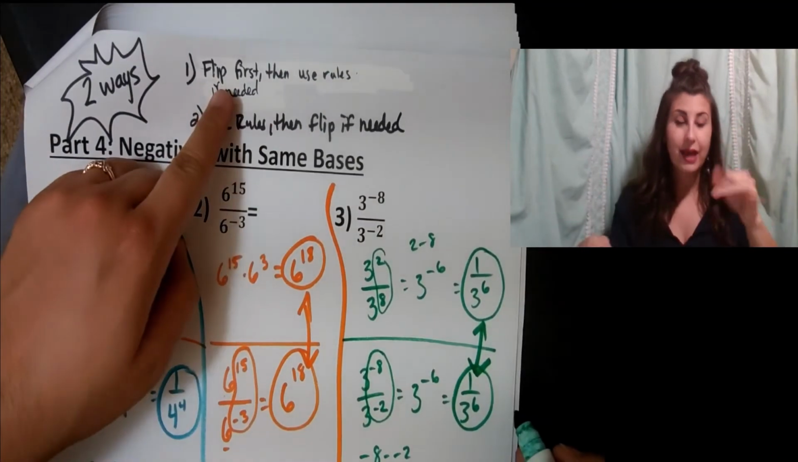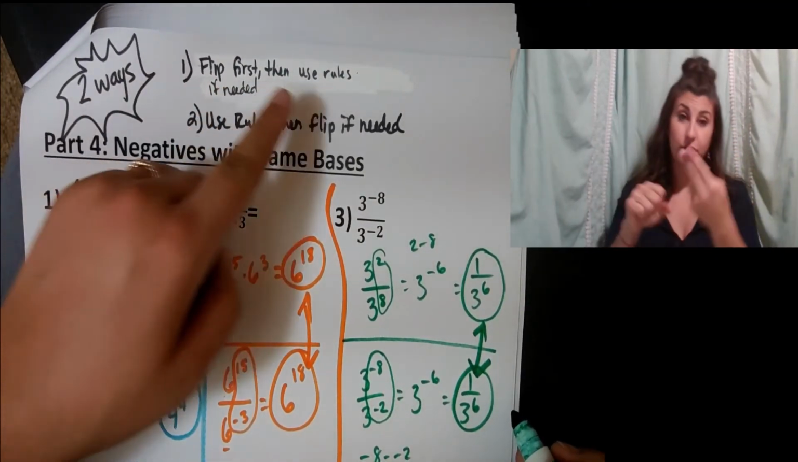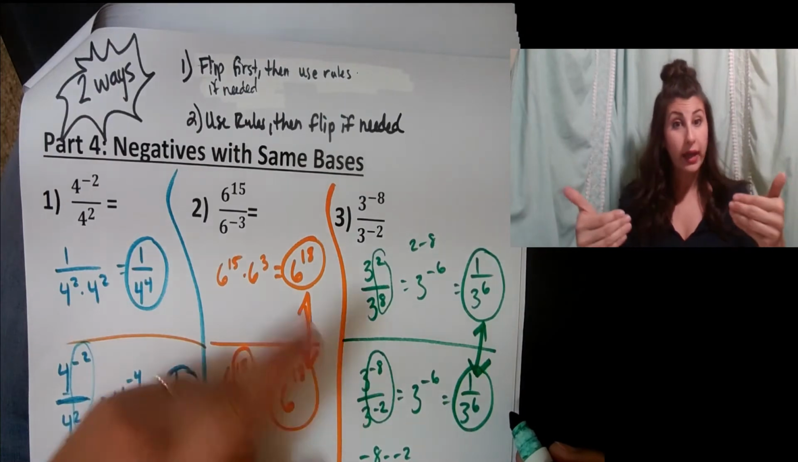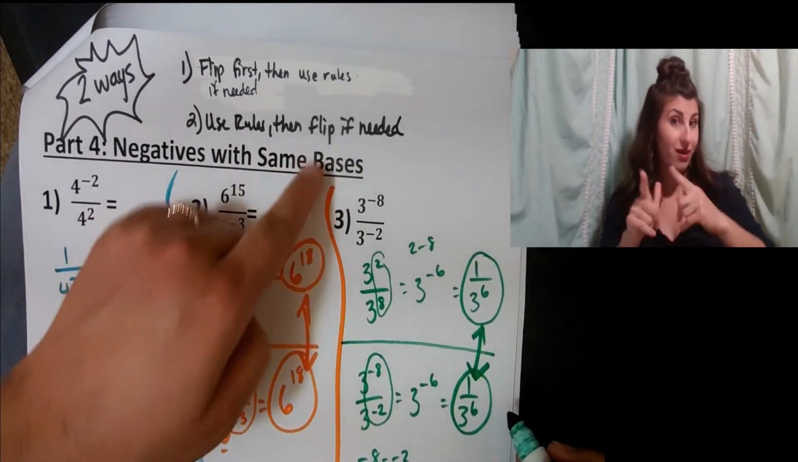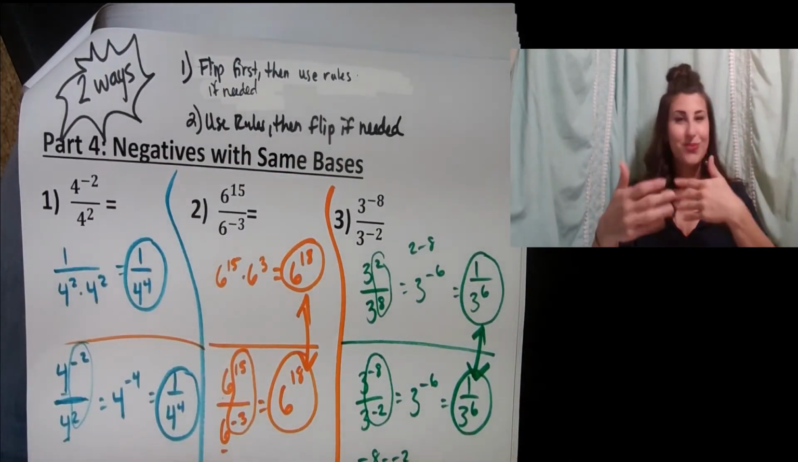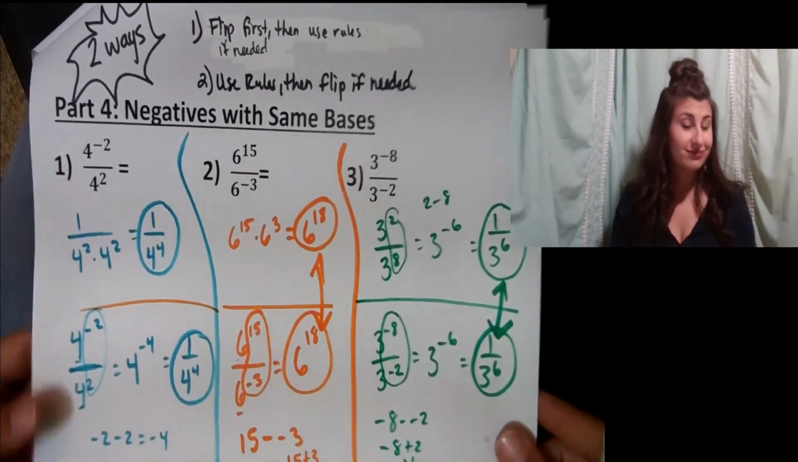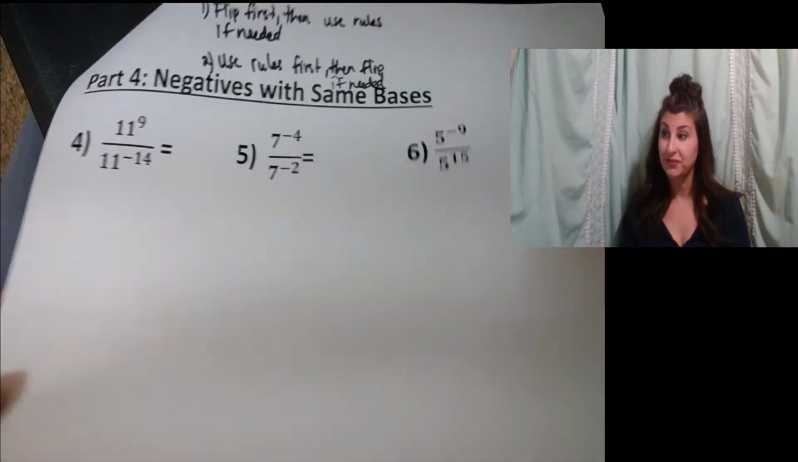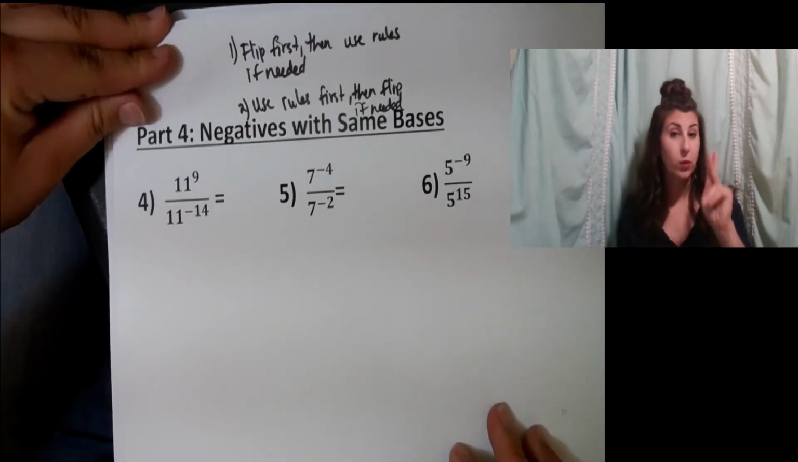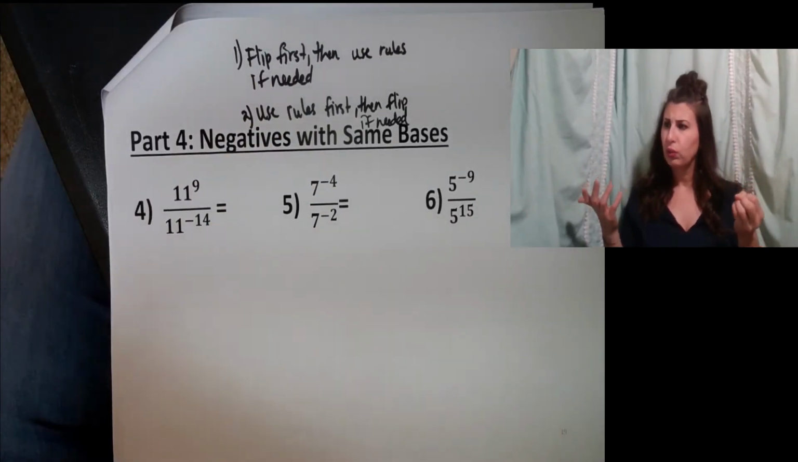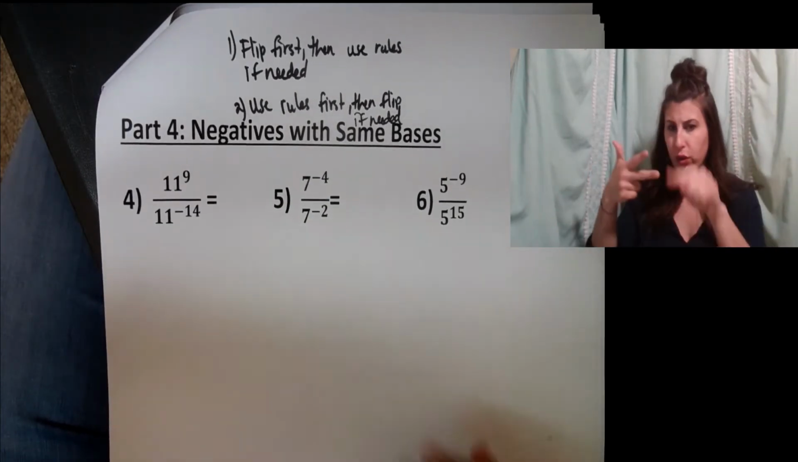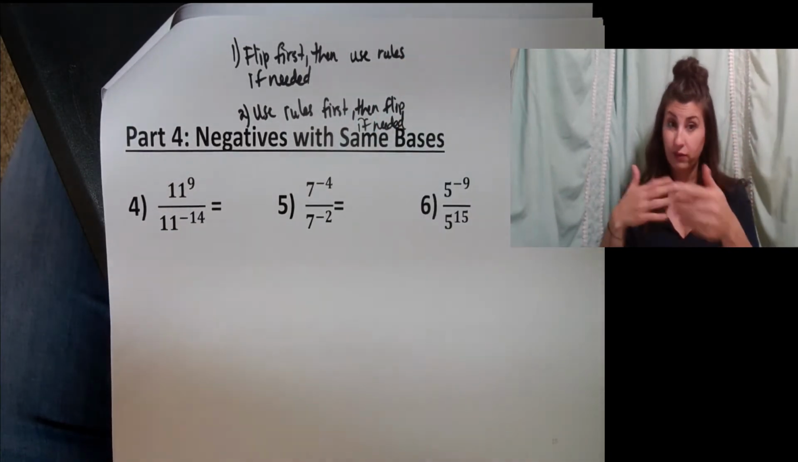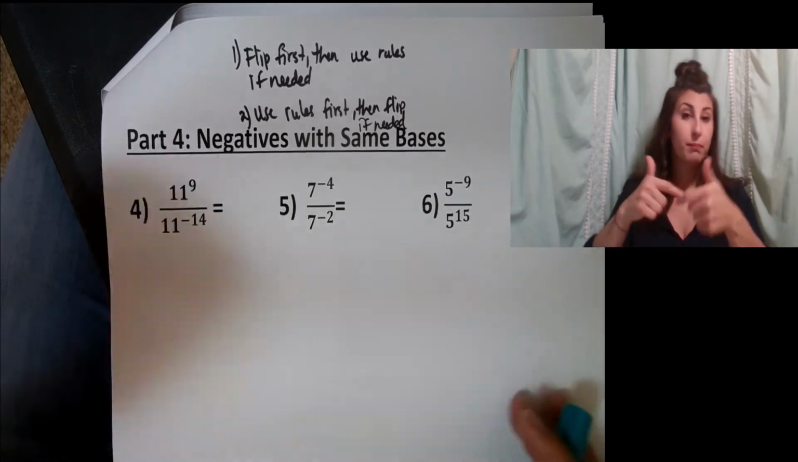So you pick whichever way you like best. If you want to flip first and then use the rules, do that. If you want to use the rules and then flip, go ahead. Whichever way you like best. Okay, here we go. Go ahead and try these 3 and then come back. Pick whichever one you want. Go ahead and pause and then come back.